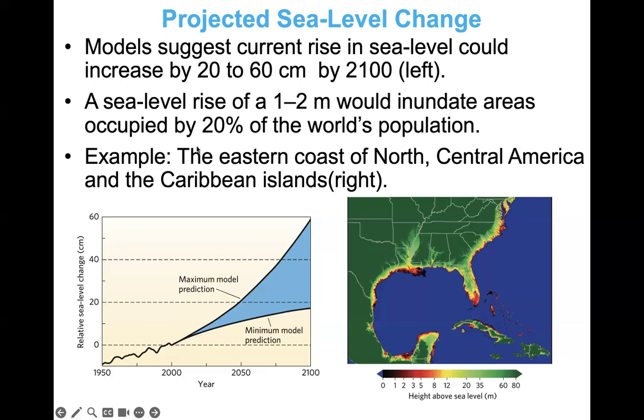You can see here that a sea level rise of 1 to 2 meters would inundate areas, for example, occupied by 20% of the world's population. You can see, for example, the areas that would be affected are places along the coastline in Florida, here, and so on. So those places in here will be affected by this increase in sea level, and that's again related to glacier melting because of warming. When ice or glaciers melt, the water goes to the ocean, and the sea level will start to rise.